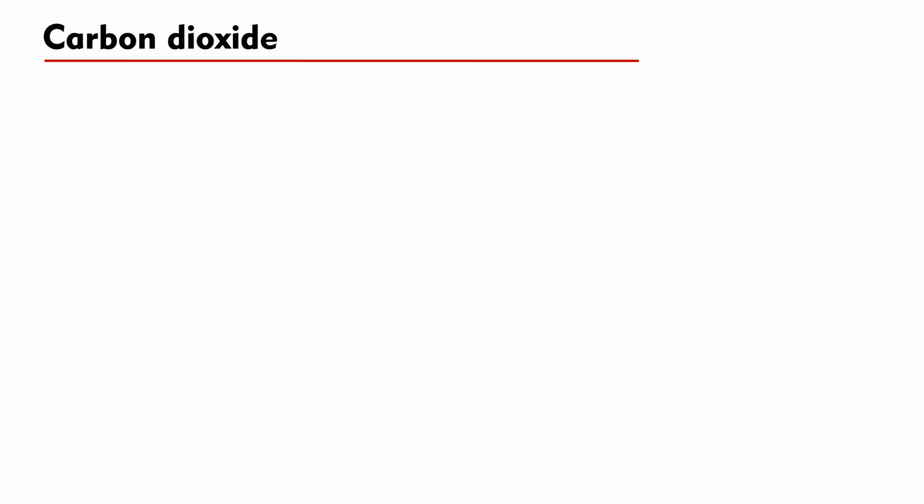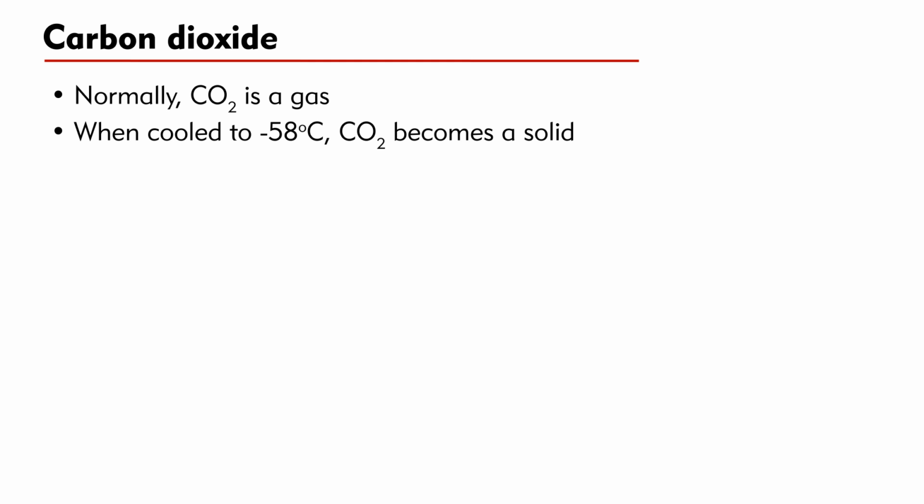I would like to talk more about carbon dioxide, although it is not strictly required in the syllabus. At room temperature and normal pressure, carbon dioxide is a gas. For example, there is carbon dioxide gas in air. But when cooled to as low as minus 58 degrees Celsius, carbon dioxide gas will solidify directly to form dry ice without passing through the liquid state. This process is called deposition.